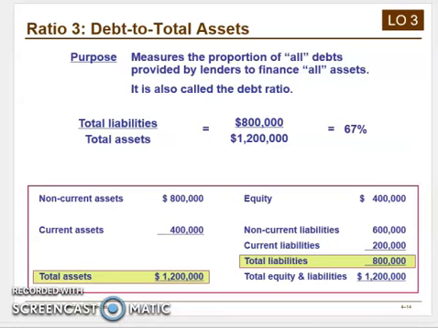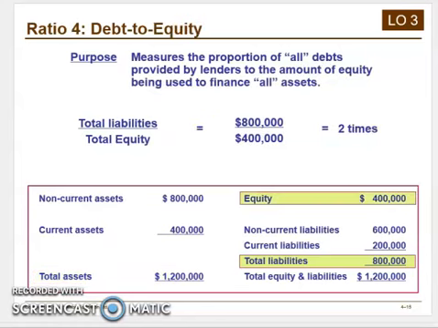We could also do our equity to total assets, because our equity is 400 divided by our total assets, which is 1200, and that would make up 33%. And you can see that ratio right here.